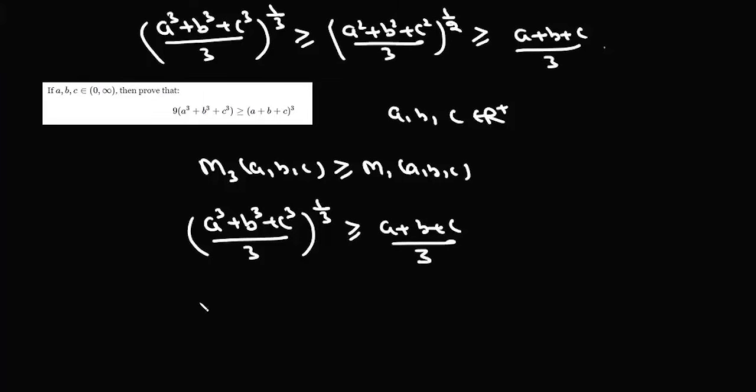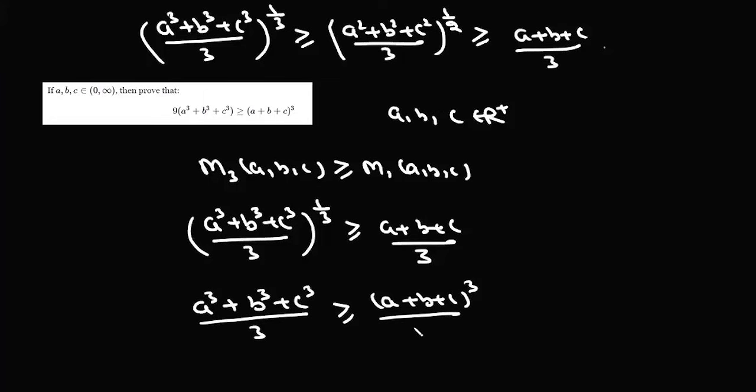Now if we cube both sides, then we can write (A cube plus B cube plus C cube) upon 3 will be greater than or equal to (A plus B plus C) whole cube upon 27. Now we can cancel this 3 with 27, so it will be this 9. So if we rearrange, we can write 9 times (A cube plus B cube plus C cube) will be greater than or equal to (A plus B plus C) whole cube, which is what we need to prove in this question.